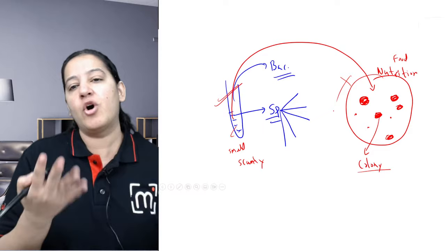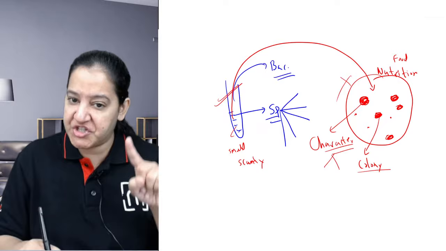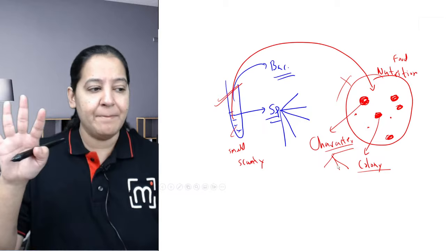Once the colonies are formed, different colonies have different characters. By character, I mean their size, their shape, their color. Based on that, I can identify the type of the bacteria. So this is the basics you should know about the culture media.